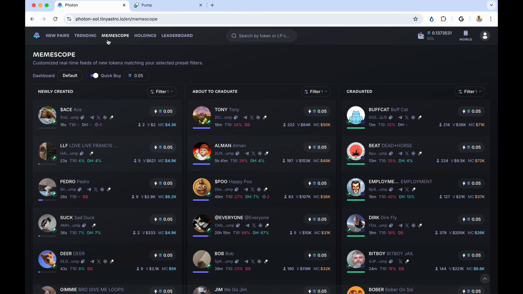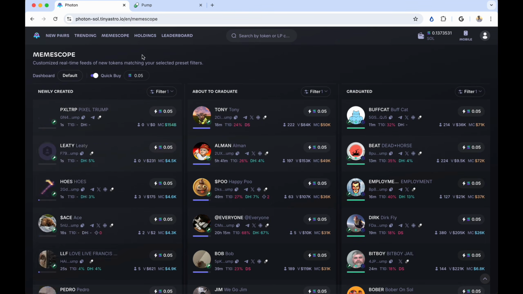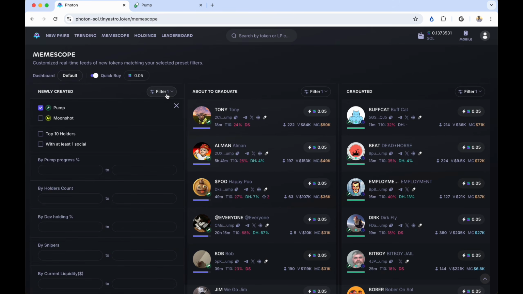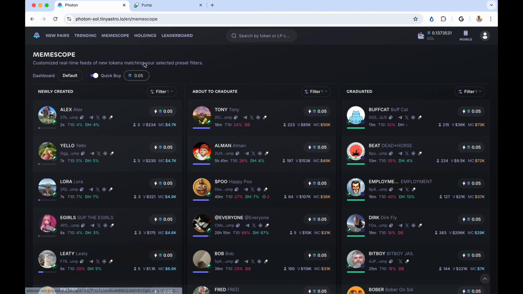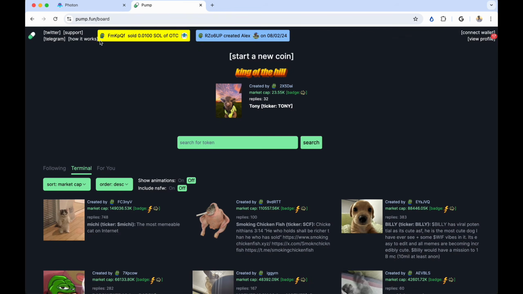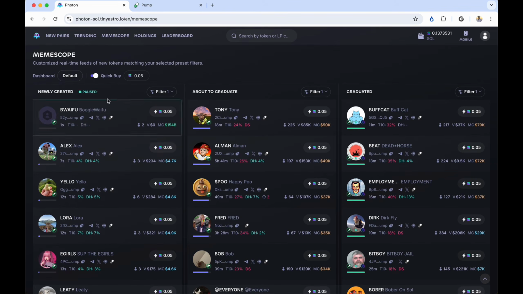What is MemeScope? What MemeScope is, it looks at Pump.Fun. I currently have the default filter, which is only Pump.Fun. I wouldn't look at this one, just look at Pump. Now, with these three categories of Pump.Fun, if you've used this platform before, then what I'm going to tell you will make sense. Newly created is just exactly what it sounds like.